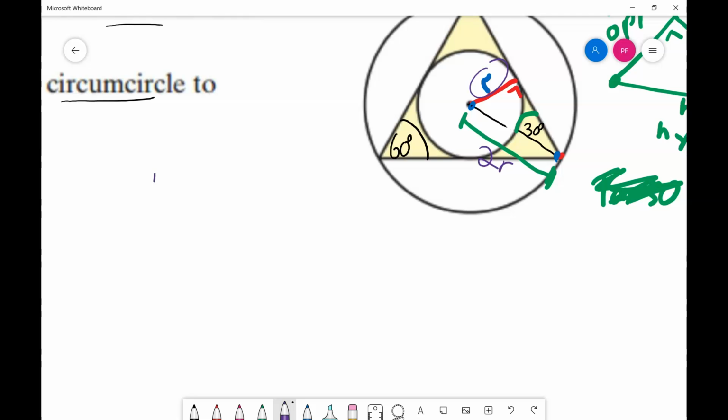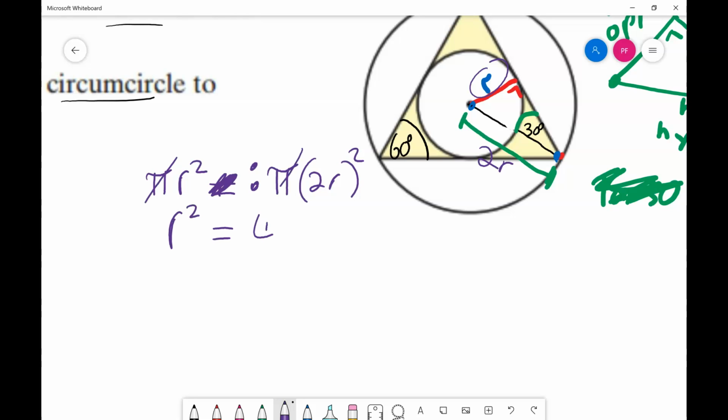Small circle area is pi r squared, and the large circle is pi, but the radius is 2r, so it's 2r to be squared. So working those out, I can cancel pi off both sides, so then r squared is to 4r squared. So now I can cancel r squared off both sides, leaving me with 1 is to 4.